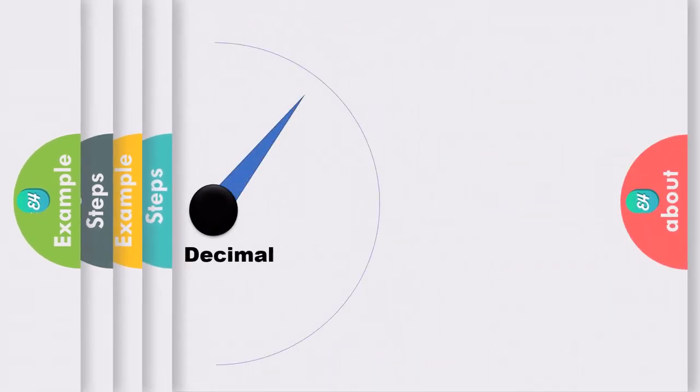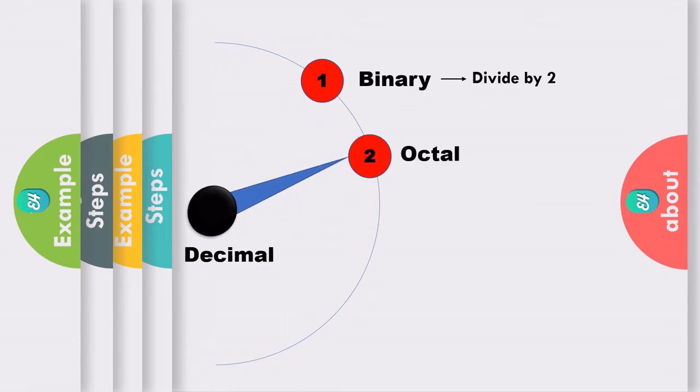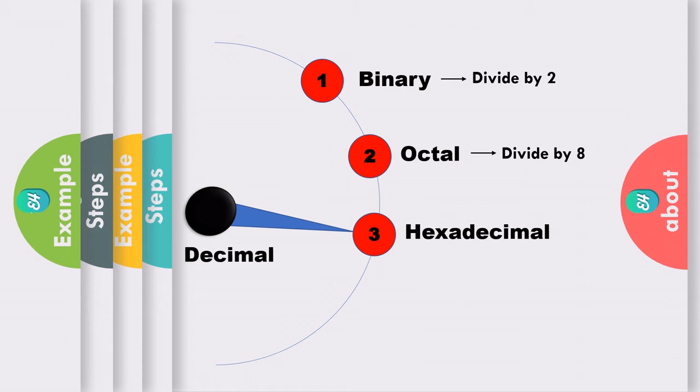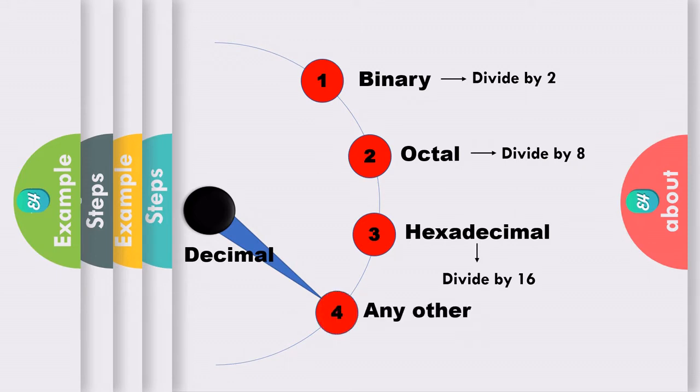In our first video, we saw how to convert a decimal number into binary. Then we divided the decimal number by 2, which is the base of binary, to convert it into its binary equivalent. Later on, we saw how to convert a decimal number into octal, where we divided the decimal number by 8, which is the base of the octal number system. And lastly, we saw how to convert a decimal number into its hexadecimal equivalent by dividing the decimal number by 16. Today, we are going to see how to convert a decimal number to any other number system.